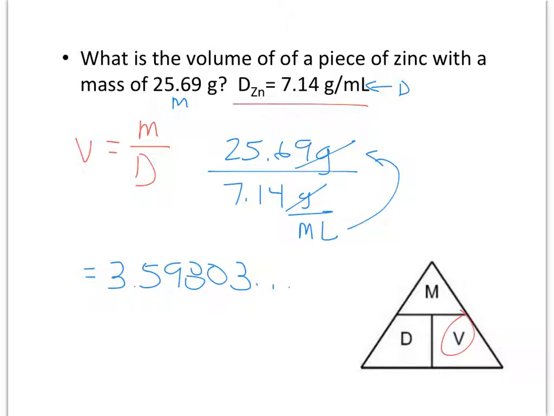But remember, when we multiply or divide, we use the least amount of sig figs. So I have 4 sig figs in my mass and 3 in my density. So I am limited to recording 3 sig figs in my final answer. I'm going to look at that 4th sig fig, which is going to round the 9 preceding it up, which in turn is going to round my 5 up. So my answer should be 3.60 milliliters of space.